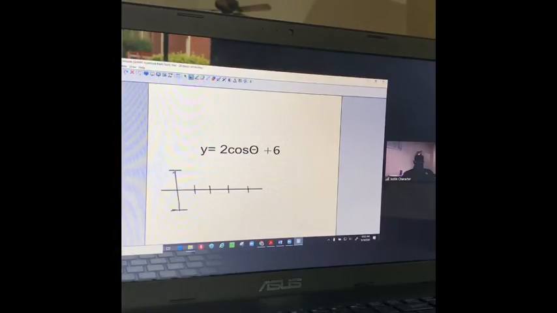So step 1, draw that shape. That's 0 right there. Pi halves, pi, 3 pi halves, 2 pi. All right? That's step 1. So making this little chart is step 1. Step 2 is going to be to discuss what happens in this problem.